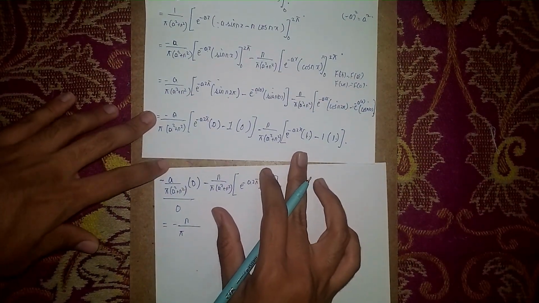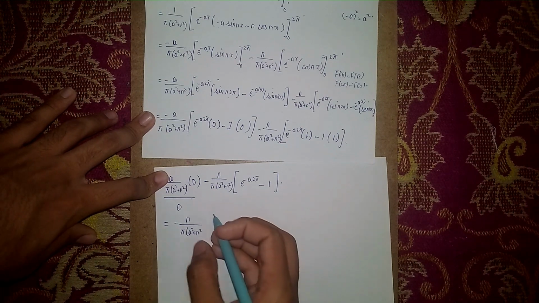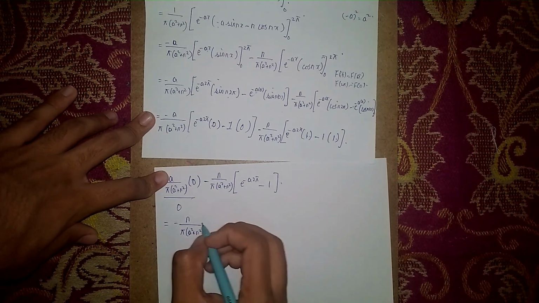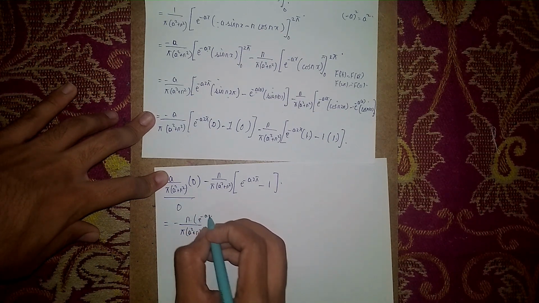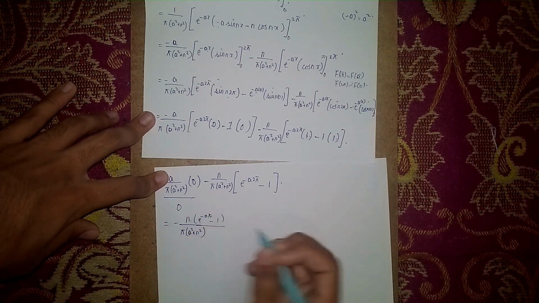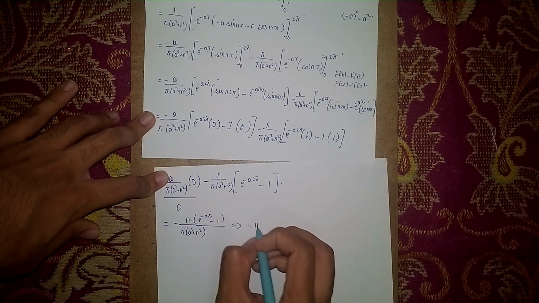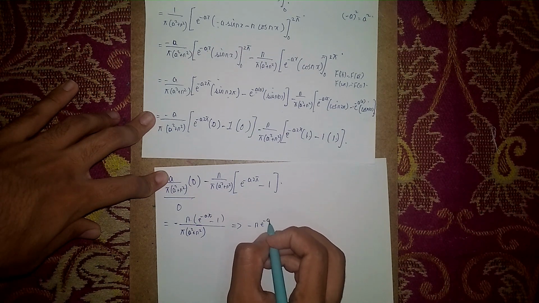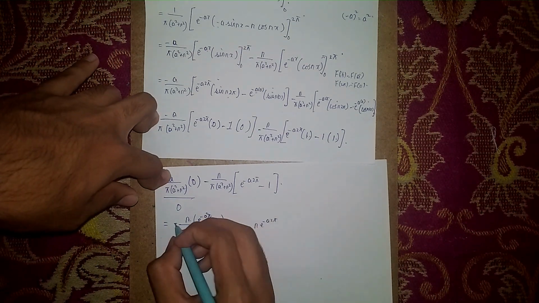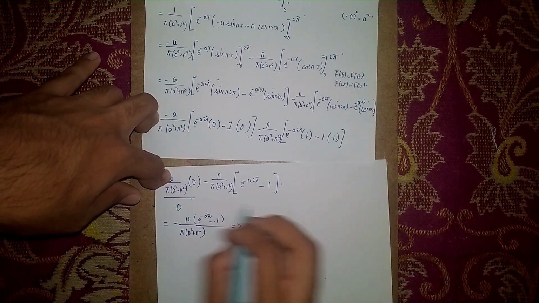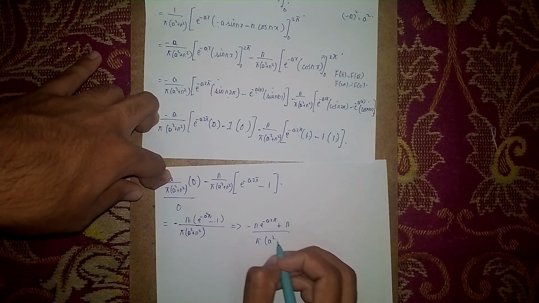Here pi, a square plus n square. Now I am multiplying this, e power minus a 2 pi minus 1 here. So it becomes minus n into e power minus a 2 pi. I forgot to write the 2 here. Then minus into minus becomes plus n into 1, so it becomes n by pi into a square plus n square.